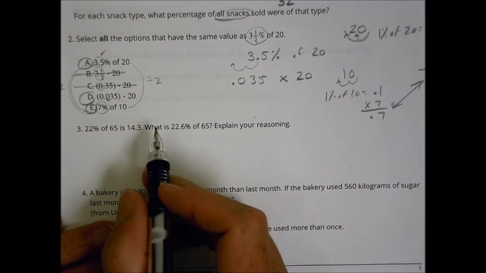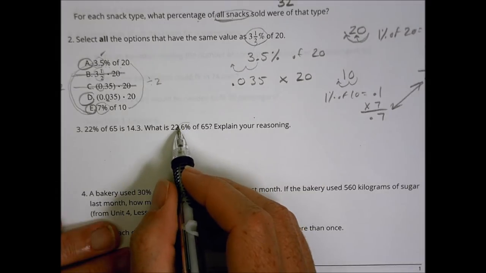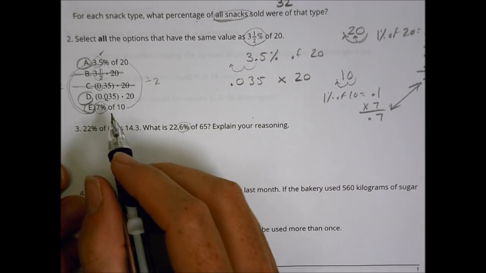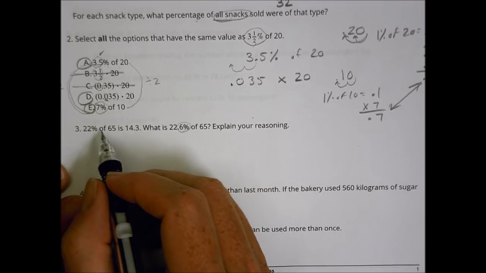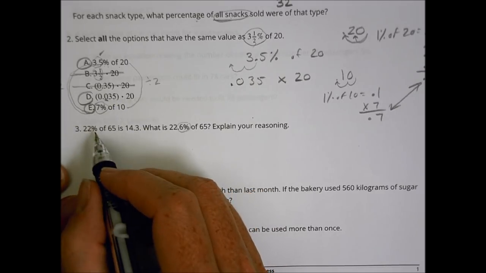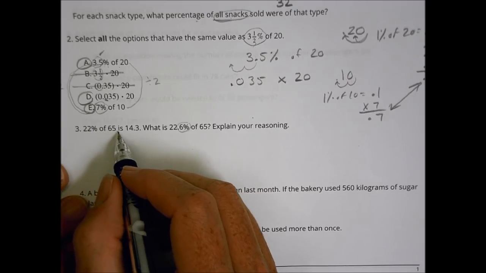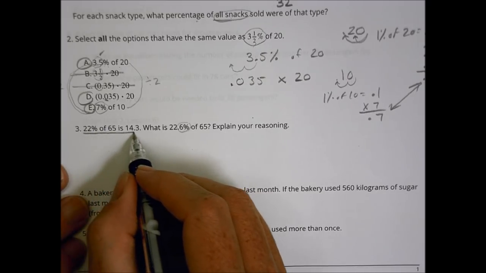What is 22.6% of 65? All right, let's take a look at it. How do you want to do that? Well, here's one way of thinking about it. 22% of 65 is 14.3. We know that's gonna be the case, okay?